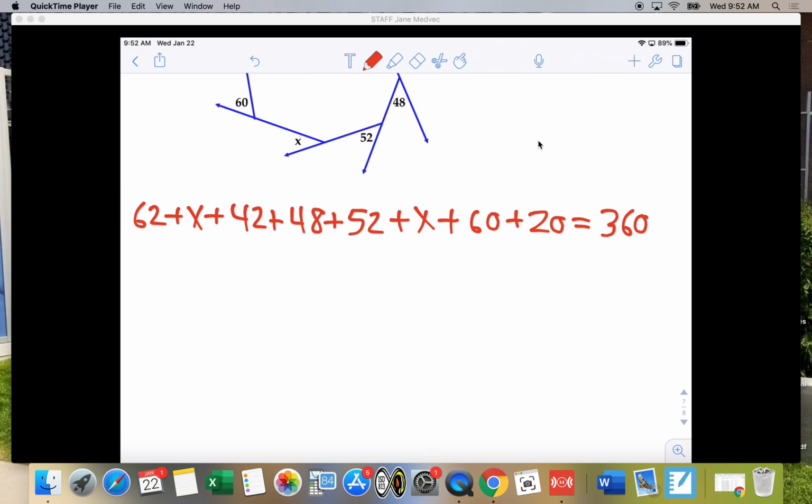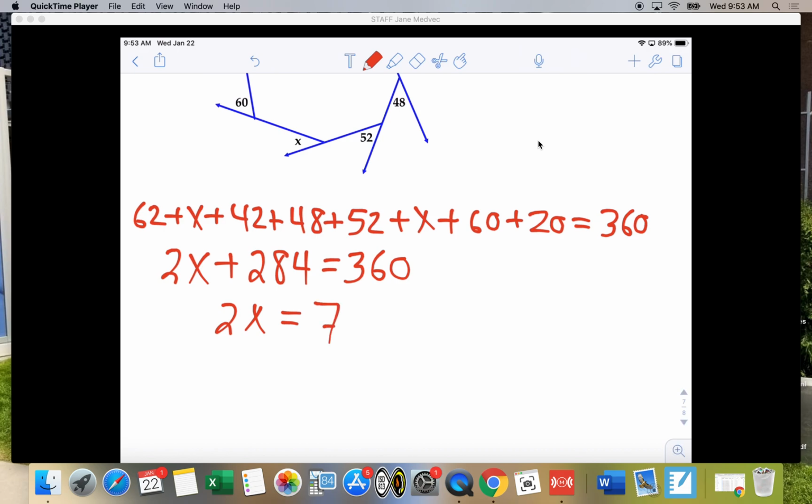So bring my x's together. How many do I have? 2. Yeah, that's 2. And then I got 284. Is that what you got? Yep. Good. Equals 360. 2x equals. Thank you. 76. X is 38 degrees because you divide.